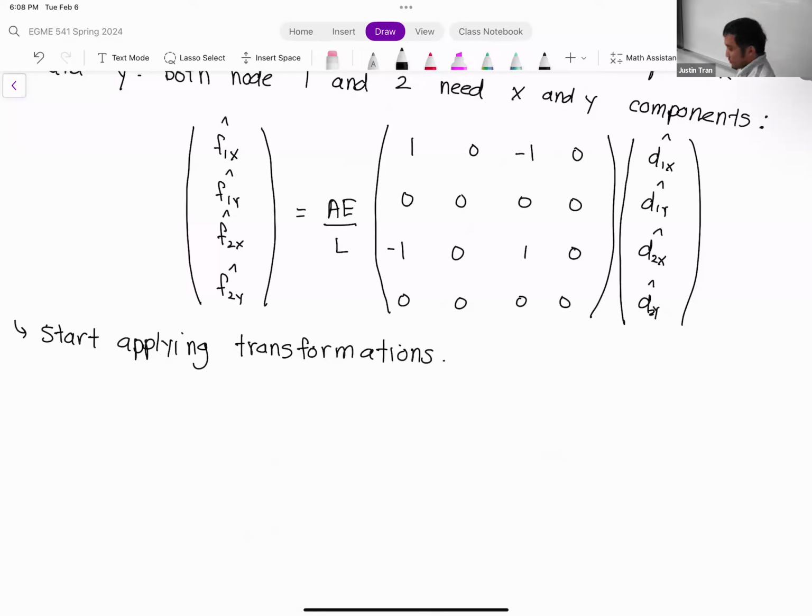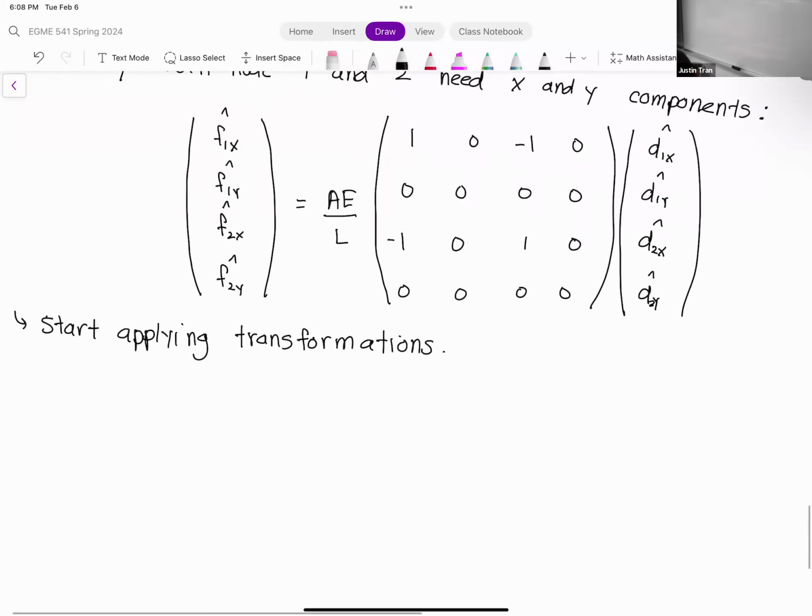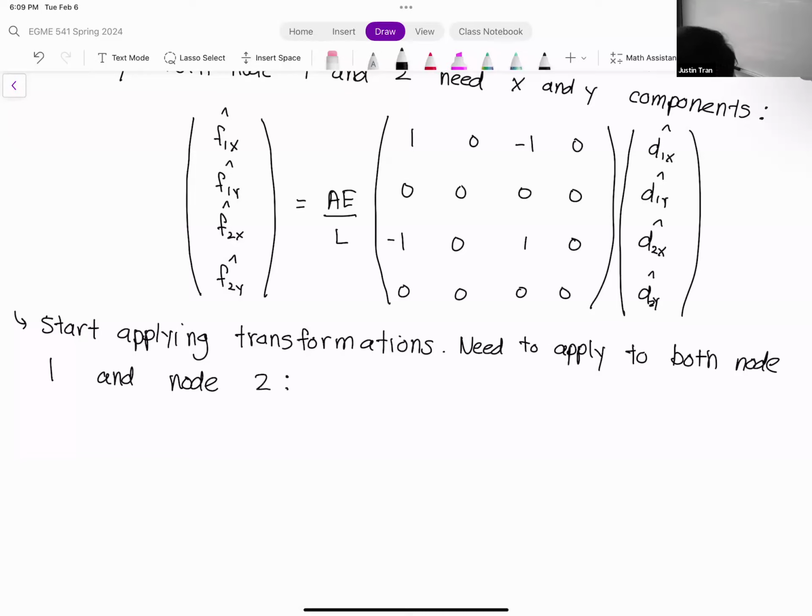Okay. So we need to transform two things. Or let's start with just one thing first, right? So let's start with just one side of the equal sign. But we need to apply the transformation to both node 1 and node 2. And so we're going to do it in this way.